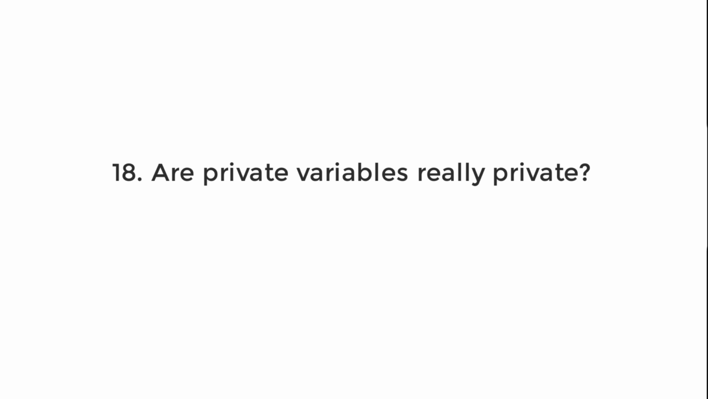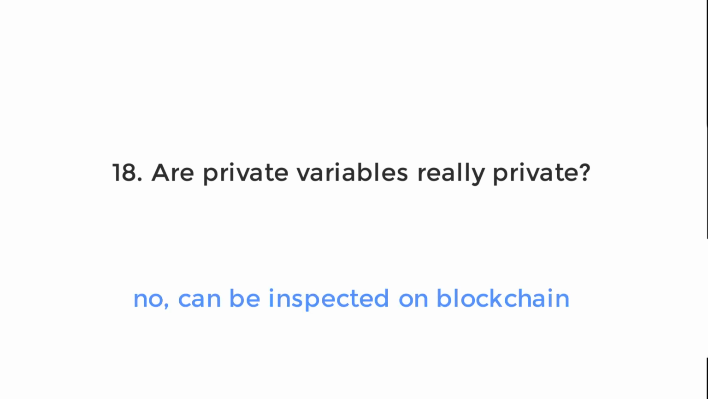Are private variables really private? No, actually private variables are only private for the EVM, which is the Ethereum virtual machine, the part of the Ethereum that executes smart contracts. But the data of a smart contract is put on the Ethereum blockchain, and all data on this blockchain is public. You can use a special tool to analyze blockchain data, and you will be able to read any variables, including the private variables of smart contracts. So private variables aren't really private, it's just that it's a little bit harder to read them.